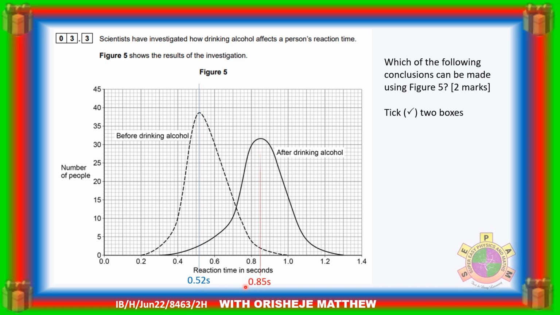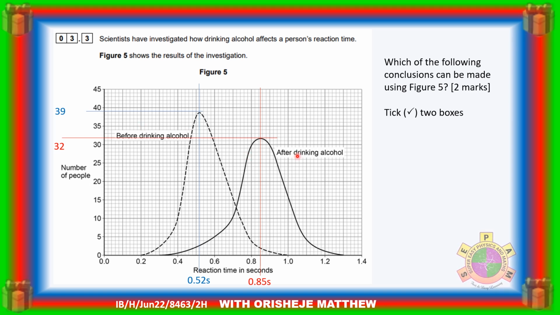Then we can look at the number of people. The mean reaction time after drinking alcohol increased to 0.85 seconds. So that is the reaction time increase. You discover that drinking alcohol will increase the reaction time for most people. We can also look at the number of people that have this reaction time. 39 people can think within a shorter time, and after drinking, the number of people that can think within this time becomes 32.